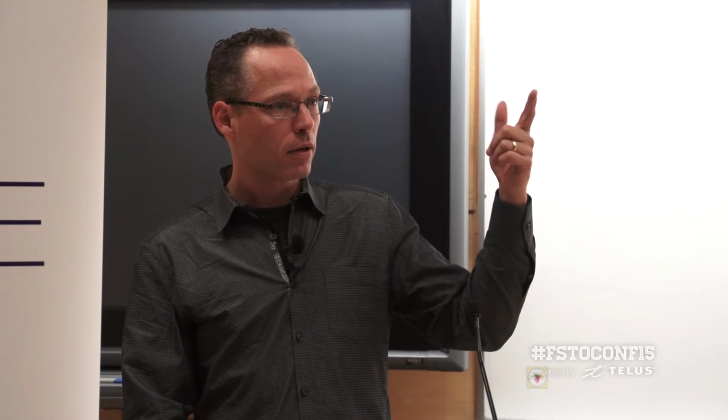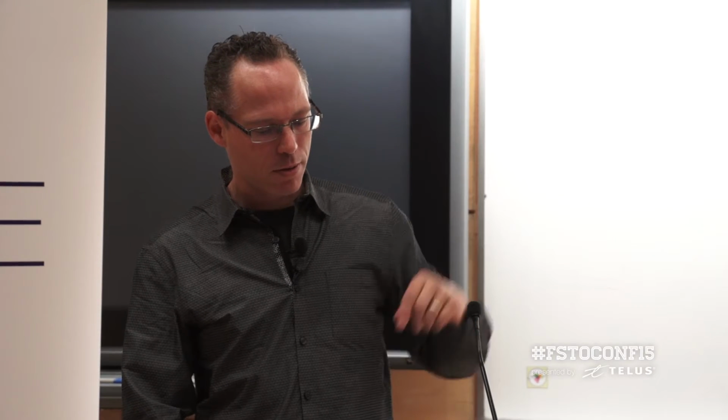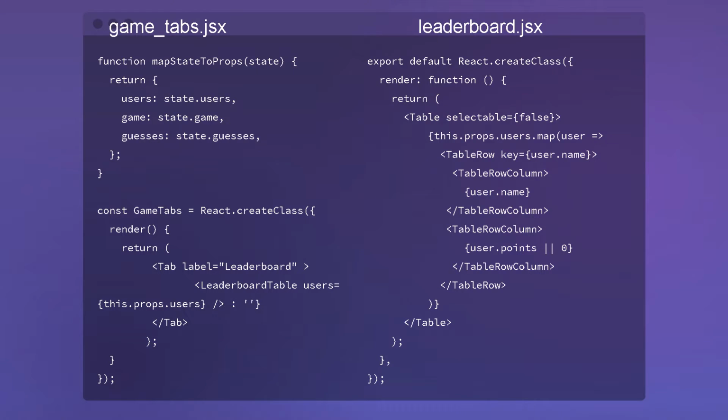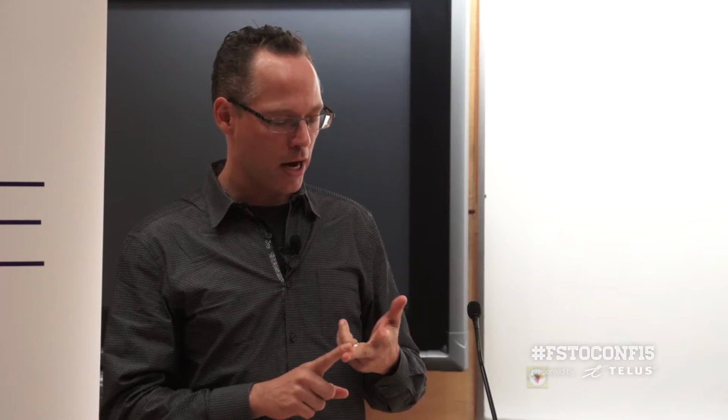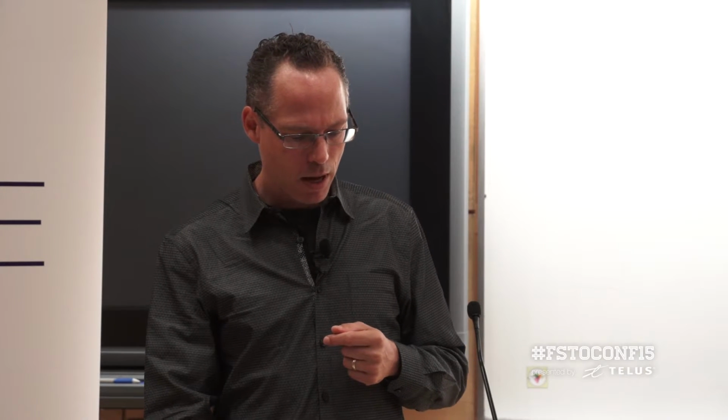So now I come back. I've come all the way around my circle now, back to my game tabs, my JSX component. This map state to properties is another Redux thing, where my application state is mapped into properties, which are immutable attributes of a component. You can see that this is the game overview screen, so it's got the list of users for the leaderboard. It's got the state of the game overall, and then this thing, guesses, which is the guesses that you've made as a player.